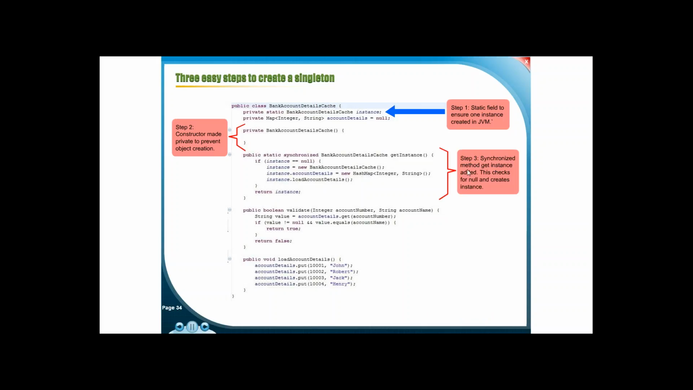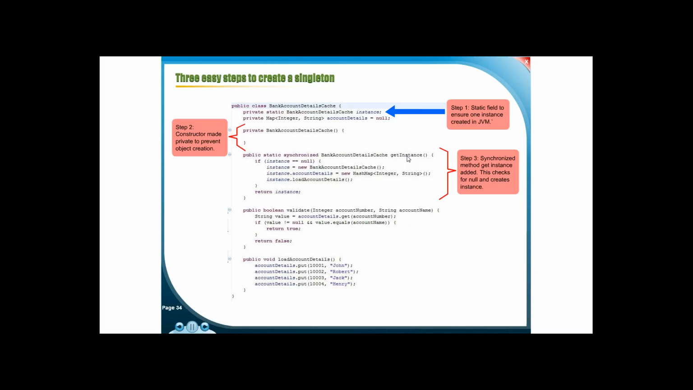Step 3. A synchronized method getInstance is added. This checks for null and creates the instance. Here you need to remember this piece of code. Here they are talking about creating an object for our own class, the bank account details cache class. You can see in the class a method is added. What method? The getInstance method, which will give the current class object to us. This is a user defined class and these are user defined methods.